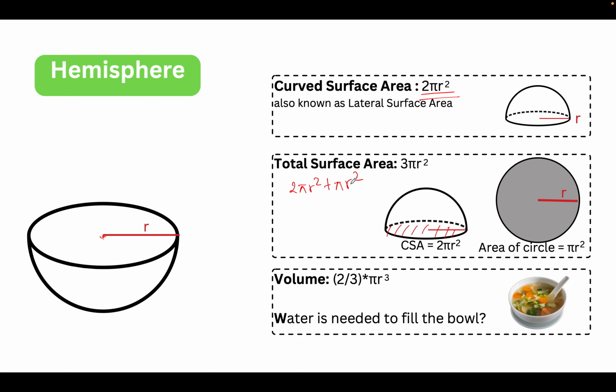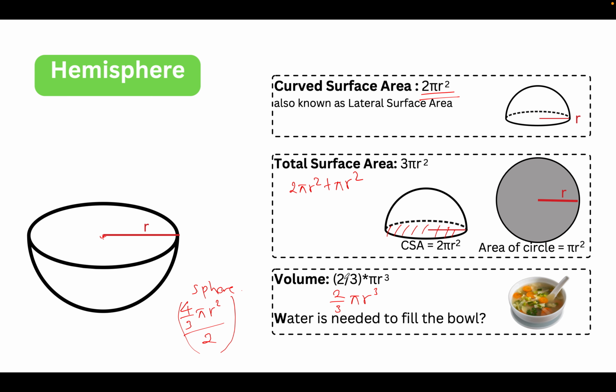And to find the volume of a hemisphere, we have the volume of a sphere equal to 4 upon 3 pi r cube. To find the volume of a hemisphere we divide it by 2, and when we divide it by 2 we get 2 upon 3 pi r cube. So this is the formula to find the volume of a hemisphere.